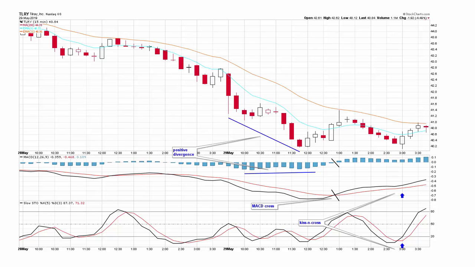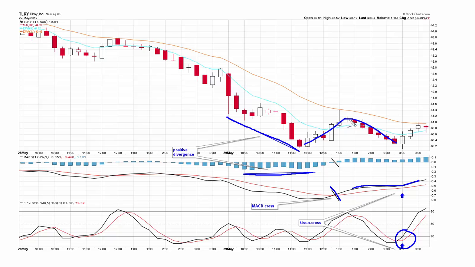Here's TLRY. This is a 15-minute chart covering only 2 days. What we have here is price going down. We have a positive divergence between price going down and the MACD histogram going up. Then we get a pop. Price pops up to the 21 EMA. That pop is enough to cause the MACD to cross up. Then we get one more dip down, and during that dip lacks energy to the downside, so the MACD comes down and kisses its signal line, and then bounces.